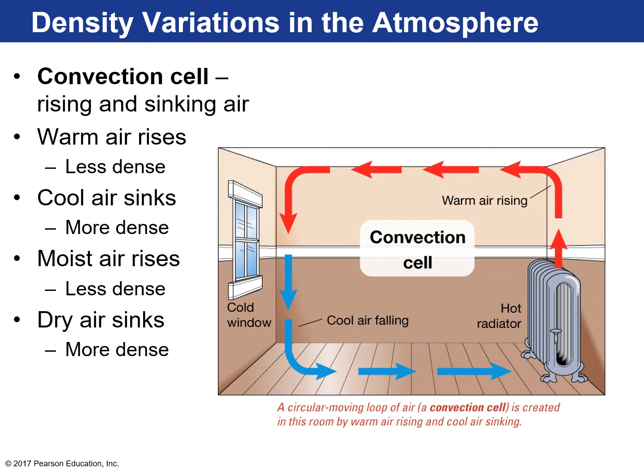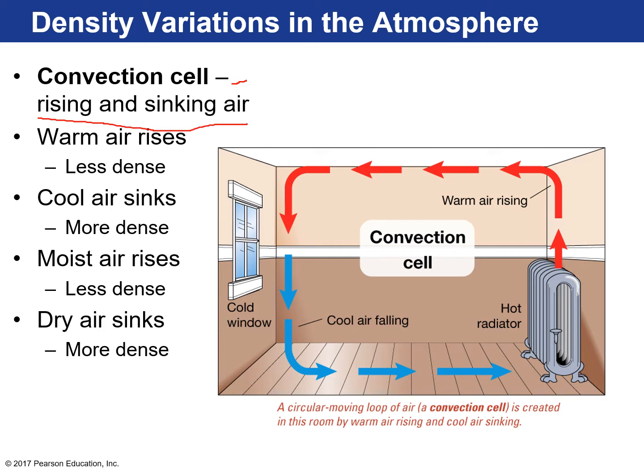So let's talk about the different air masses in our atmosphere. They're distinguished by their density, and what makes the density vary is typically the temperature of those air masses. What air masses typically do is begin to move because of these differences in densities and temperatures, and they create circulation cells, and we call those convection cells. So it's a combination of rising and sinking air.